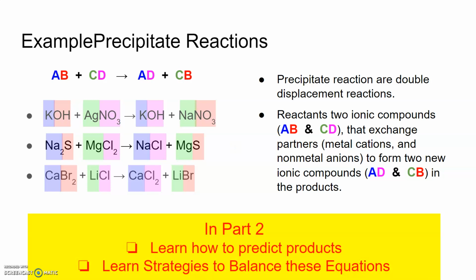So what we're going to cover in Part 2 is how to predict these products. In these examples, I gave you what the products are, but what if I just gave you potassium hydroxide and silver nitrate? Could you predict these products? And we'll learn how to do that. We're also going to learn strategies to balance these equations. Using the traditional method can be a bit tricky and complicated, so we have a couple of tricks up our sleeves to help us deal with that.